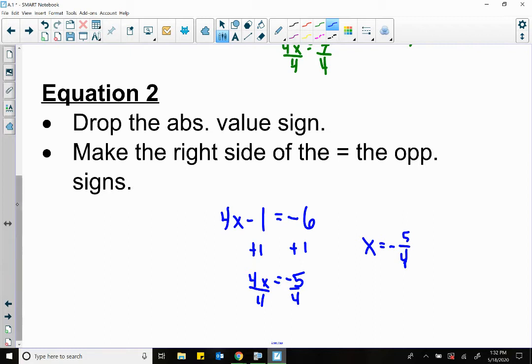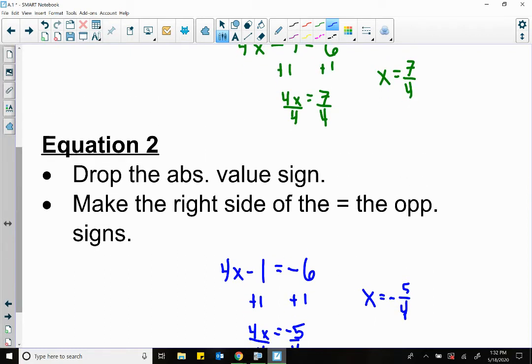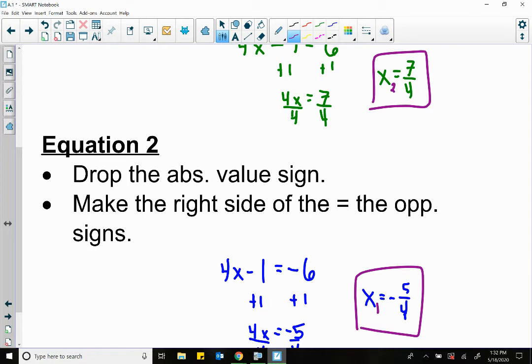So which one of these is X1, the smaller answer? And that will be the one in blue. This is X1. And this one is the larger answer, X2. How do I know that? This guy's negative, this one's positive. Simple, easy peasy. Negative is always the smaller answer, positive is always the larger answer.